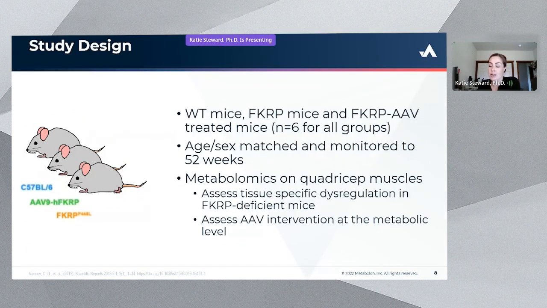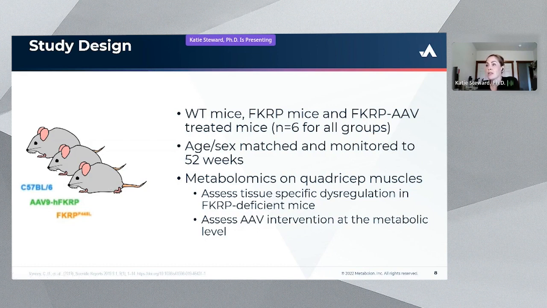To assess this and to get at their hypotheses, the researchers utilized a mouse model. They utilized wild-type control mice, labeled here as C57BL6. They also utilized their FKRP phenotypic mice, which is just labeled here as the FKRP mouse. And then they also treated the mice with an AAV therapeutic, and that's labeled here as the AAV9 FKRP mice. They had age and sex matched mice, and they monitored the mice for 52 weeks.